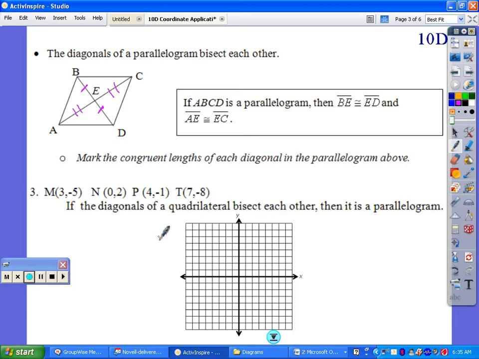So if we come to our diagram again and we plot our 5 points, we have (3, -5) for M, (0, 2) for N, (4, -1) for P, and (7, -8) for T. Okay. So this is my quadrilateral.